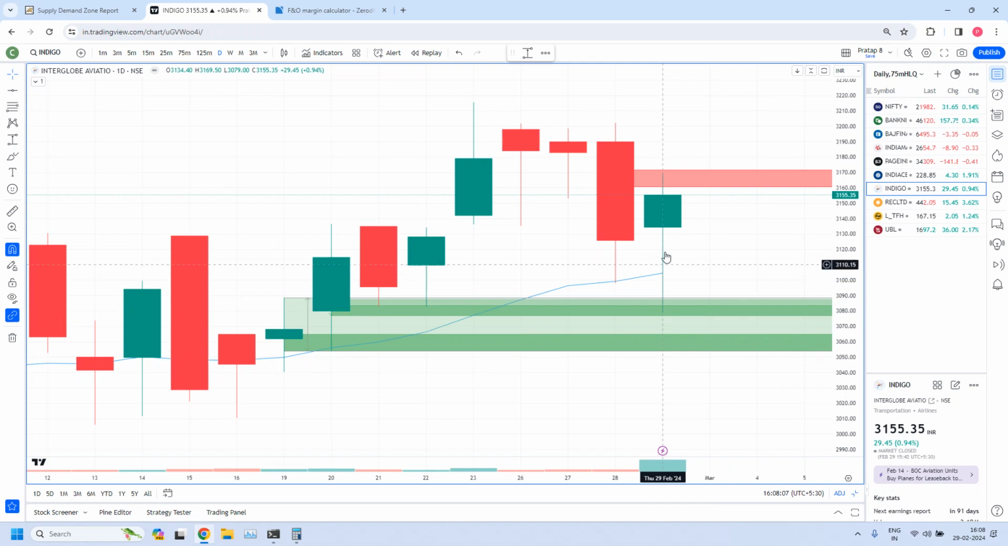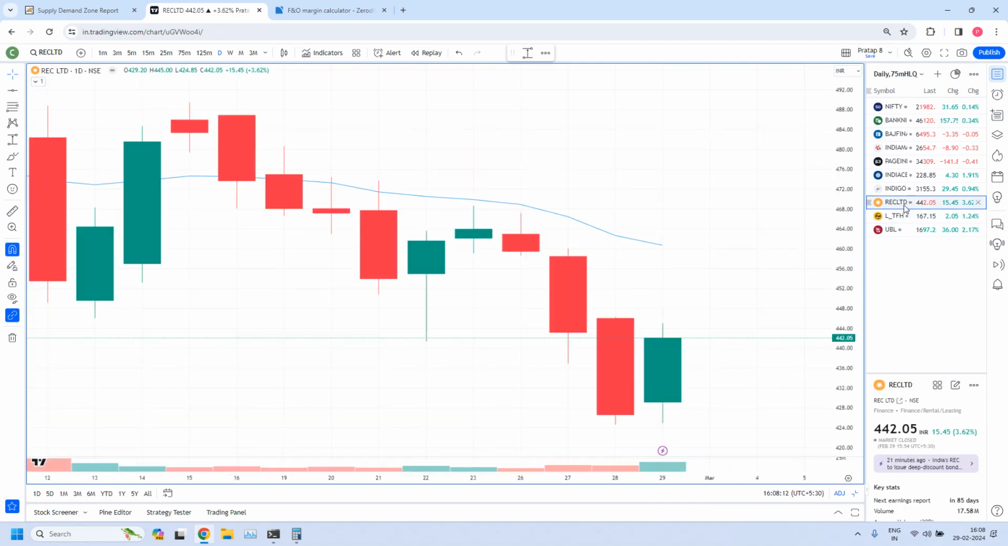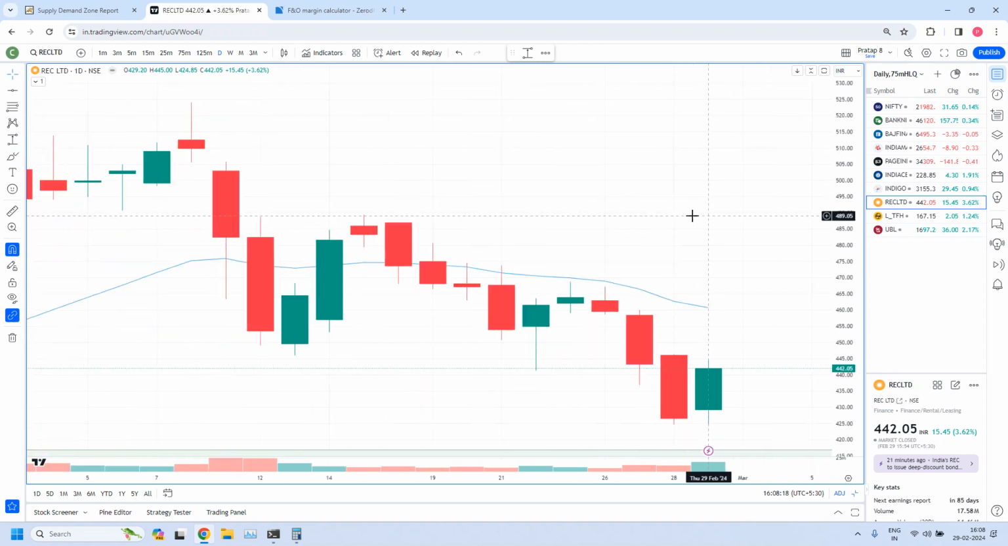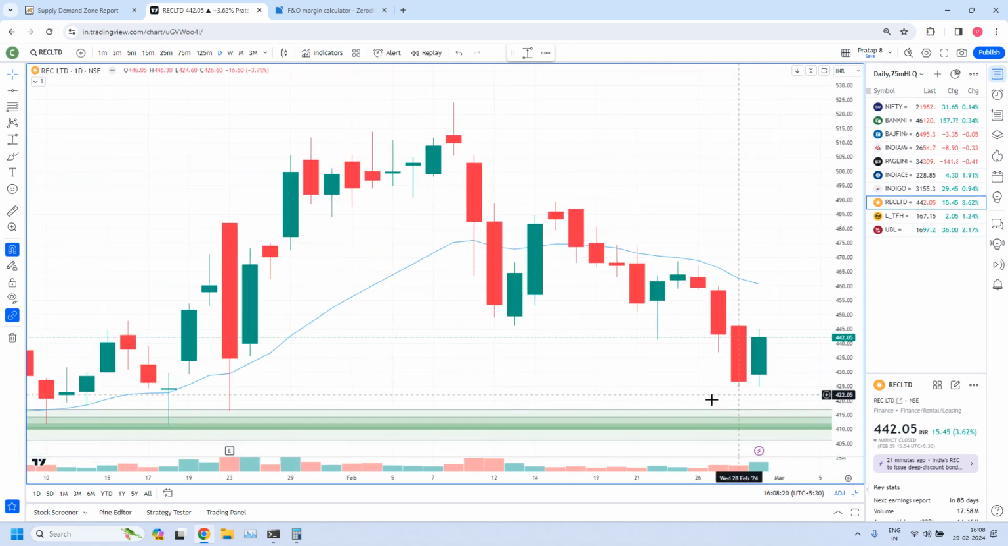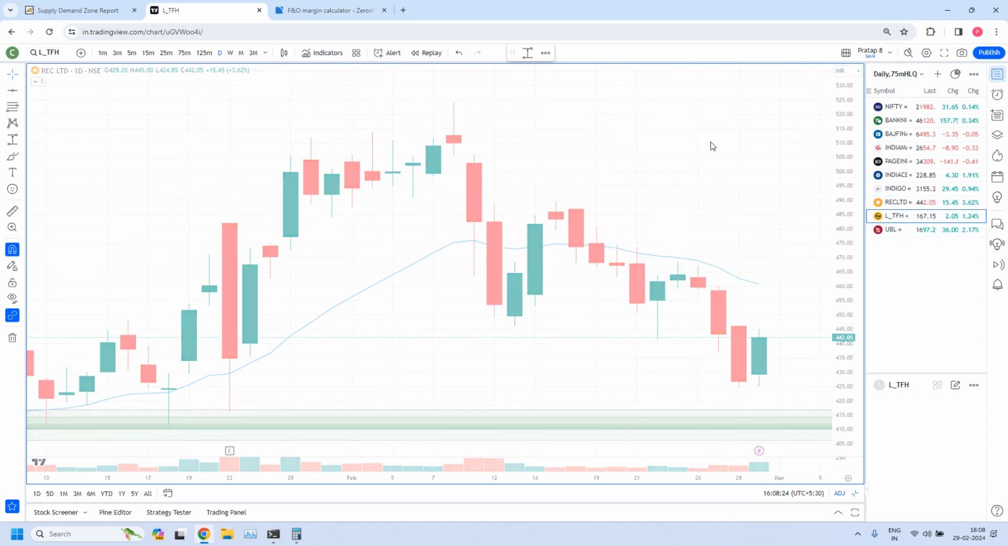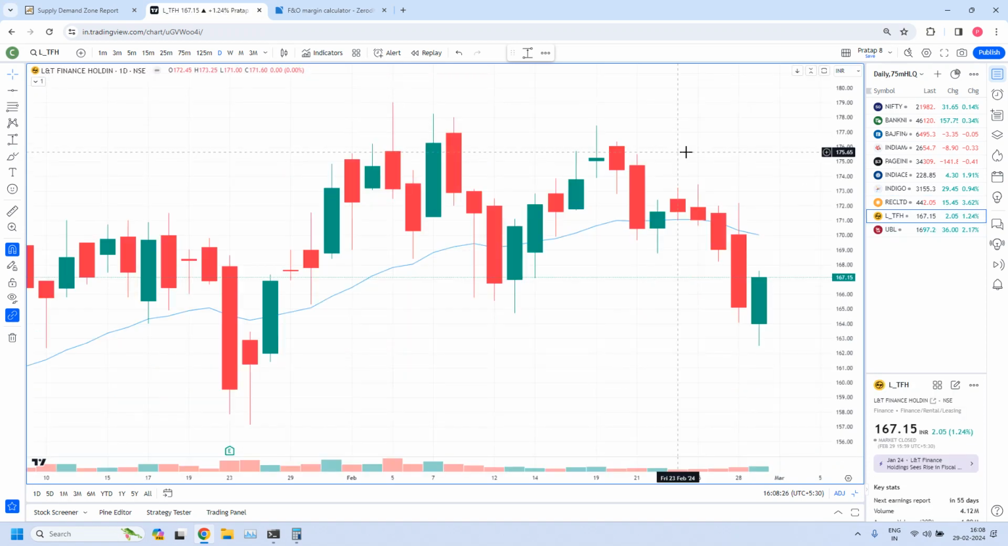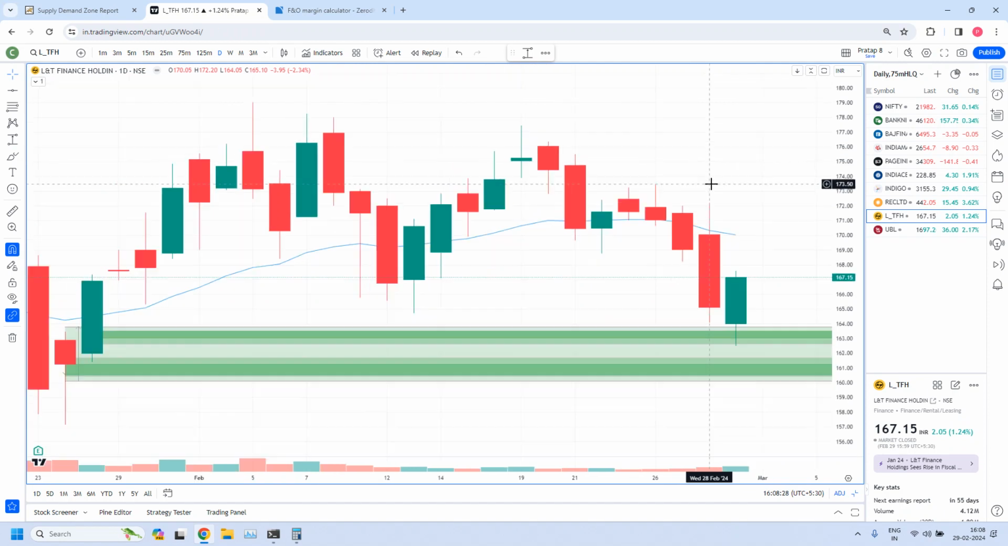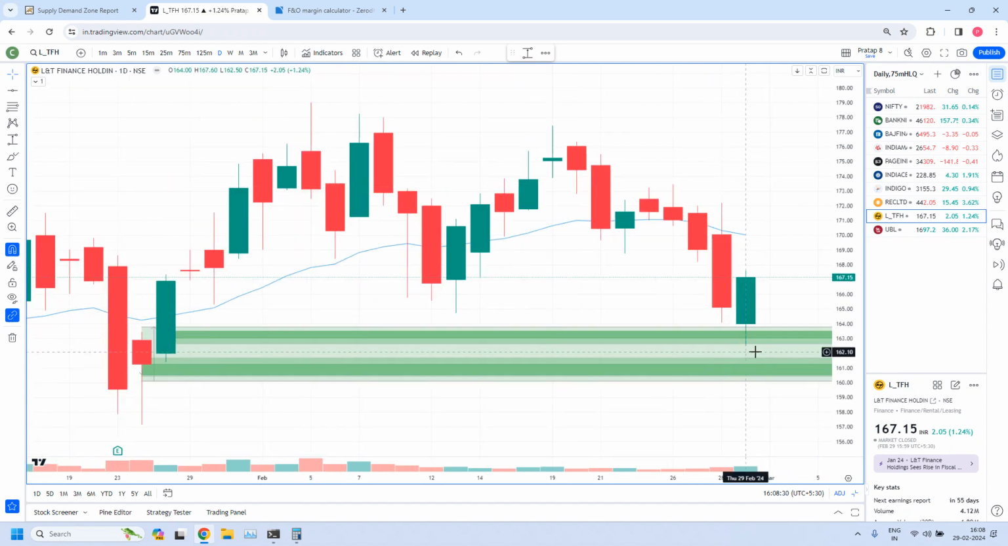This is again another successful trade. Next one is REC Limited. Prices didn't enter into the zone, we didn't get a trade. Next one is L&T Financial Holdings. This zone is violated, but it picked up the orders below.